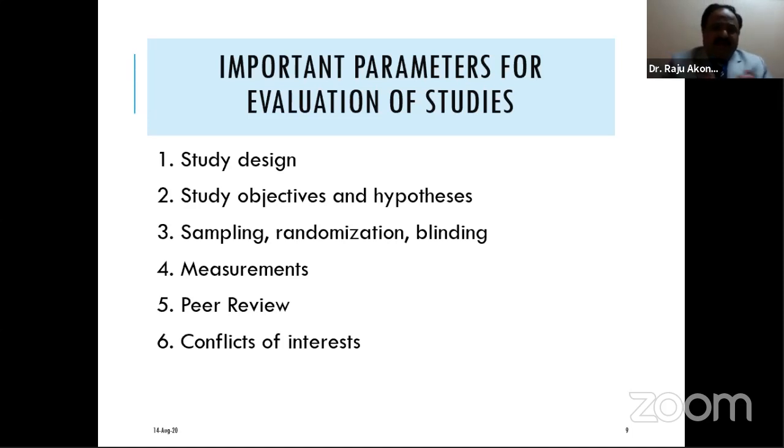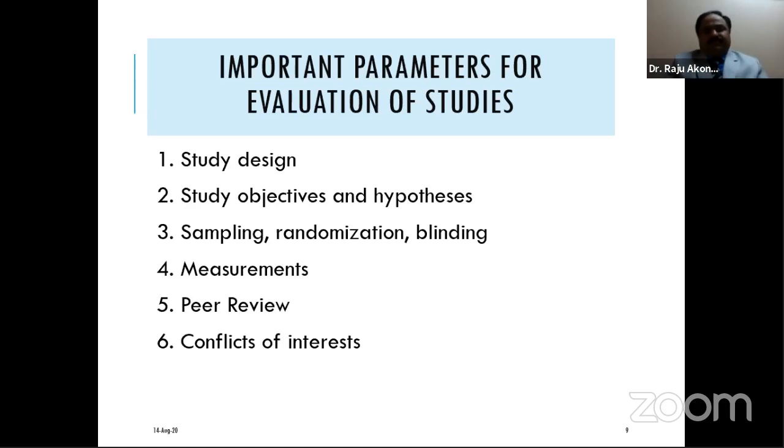Now, while evaluating a study which is already published or reported, which is available with you in your hand, the first and foremost thing you have to look into is the study design. What type of study design did they use? What are the study objectives and hypotheses? What are the sampling, randomization, and blinding techniques they used? What measurements did they use in the study? Whether this study is peer reviewed, expert reviewed or not. Conflict of interest: is there any conflict of interest? So these are 6 very important points you have to look into.